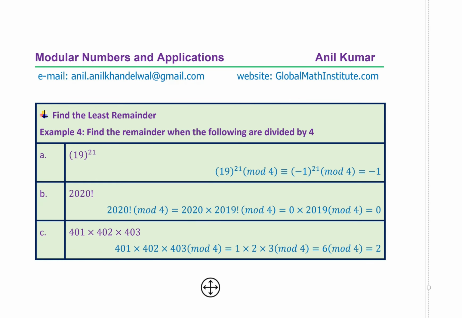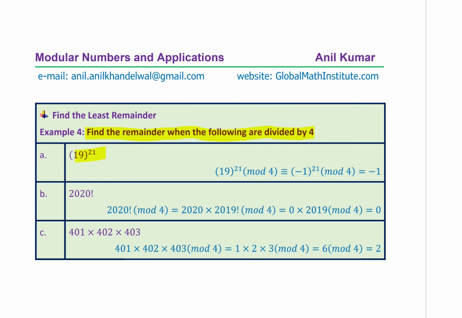Now here is example number 4. It is more of a practice with some strategies to learn. The question here is, find the remainder when the following are divided by 4. So you have to divide by 4 and find the remainder. That is what it is. However, the numbers are very big. 19 to the power of 21. And that is to be divided by 4. How are you going to do this?